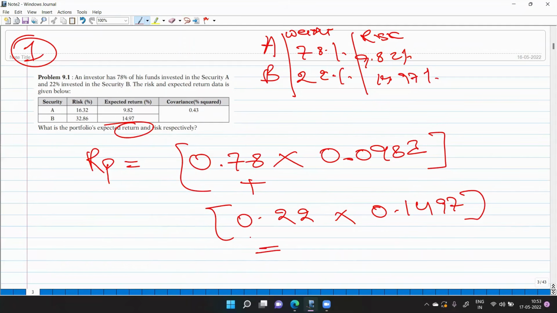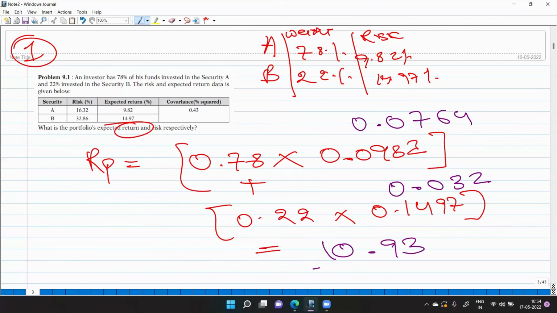0.78 into 0.098 will come out to be 0.0764, and 0.22 into 0.1497 is coming out to be 0.032. Let's sum both of them: 0.0764 plus 0.032. It is coming out to be 10.93%. Okay, let's check our answer.